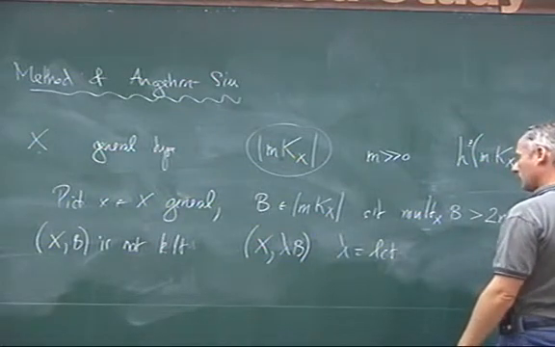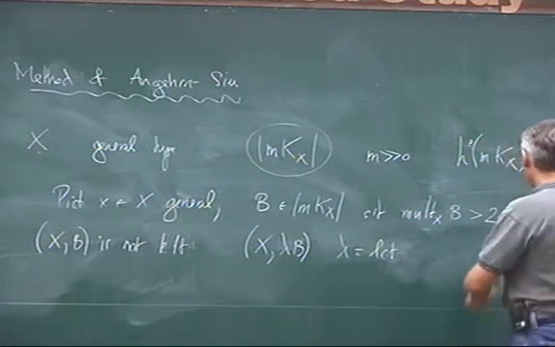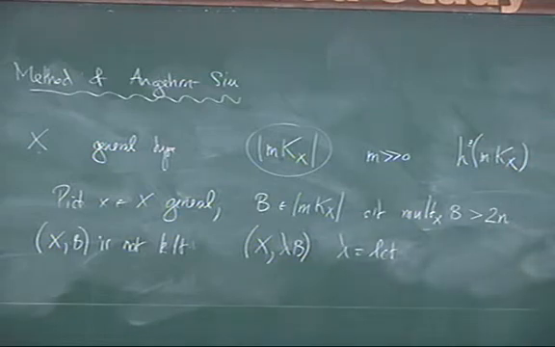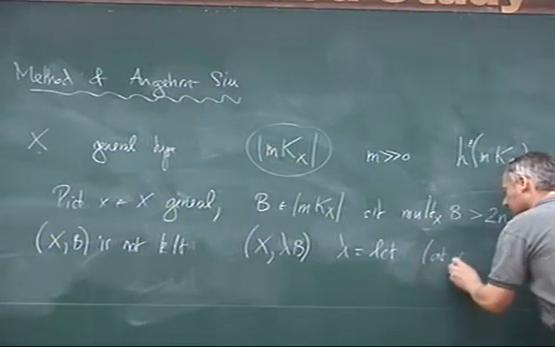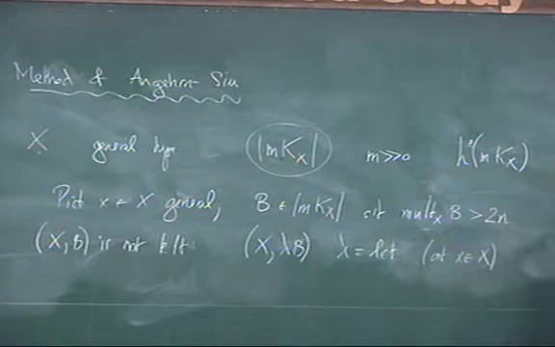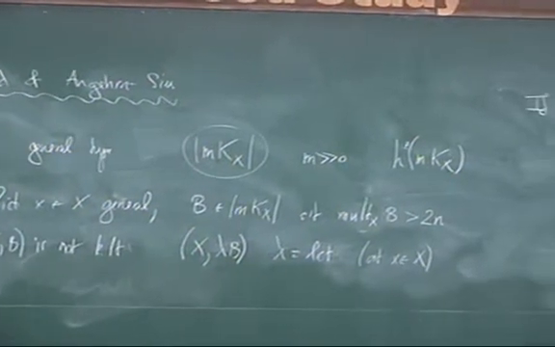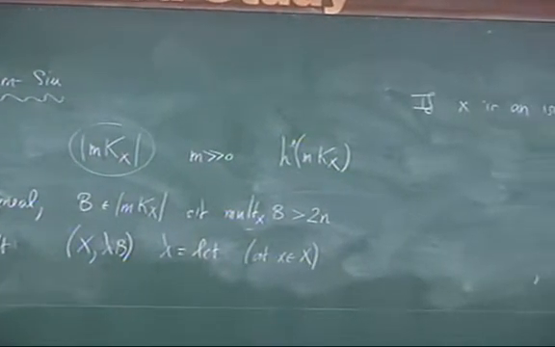I beg your pardon, Miles? Oh, 2n. 2n, yeah. Yeah, so you go down to the log canonical threshold locally at x. And then the point is that if x is an isolated log canonical center, we win.